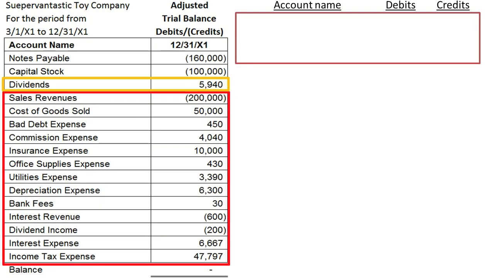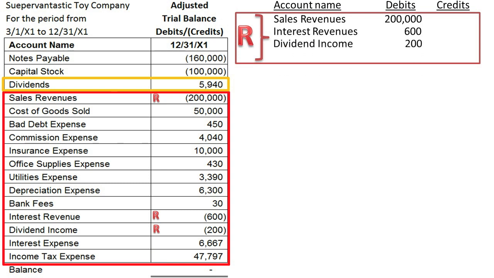Here's the adjusted trial balance that includes all temporary accounts. We're first going to start with the revenue accounts. All revenue accounts normally have a credit balance because that's their increase side. To close sales revenue, we would have to debit it $200,000. To close interest revenue, we have to debit it $600, and to close dividend income, we'd have to debit it $200. To balance this journal entry out, we would have to credit income summary $200,800.